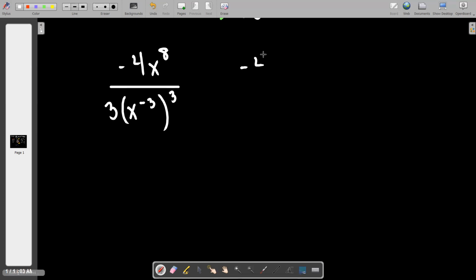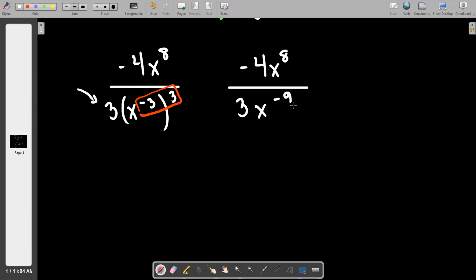Good job. So I'm going to leave the top as just negative 4x to the 8th. That's just what it is. And then the bottom, the 3 that's over here on the outside, is unaffected by the exponent, right? Because it's not in the parentheses. What is my x power going to be? Negative 9. Very good. So I'm going to have x to the power of negative 9. And again, we acquired that negative 9 by multiplying the exponents together, right? What's the next step?